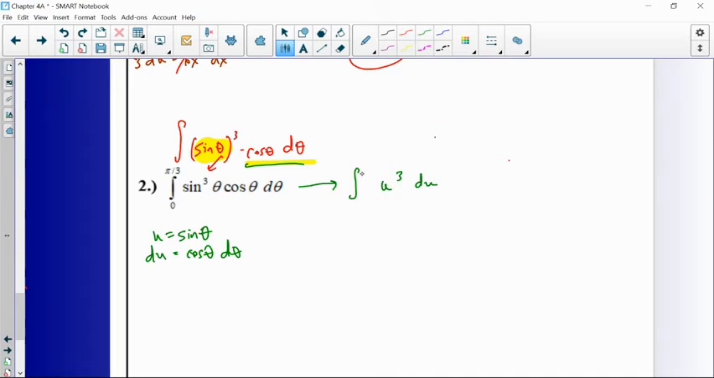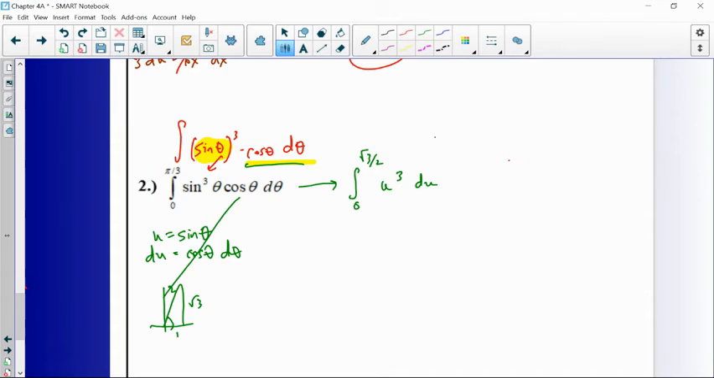And then we want to change our bounds. When theta is 0, sine of 0 is still 0, so that one stays the same. And then pi thirds, remember pi thirds is a 60-degree angle: 1, root 3, and 2. So the sine of pi thirds is root 3 over 2. So we're going to change that bound to root 3 over 2. And once we've done that, we really don't need theta anymore. We can focus on u.